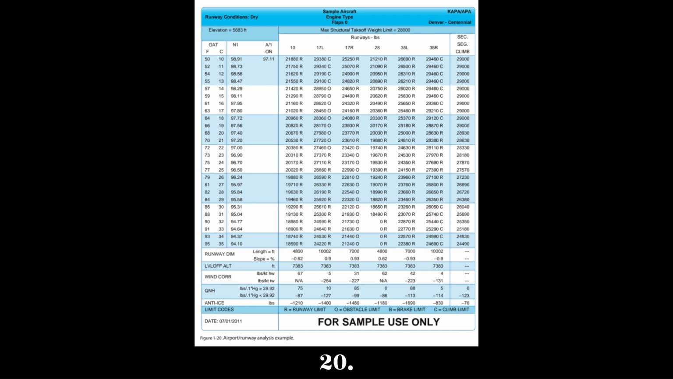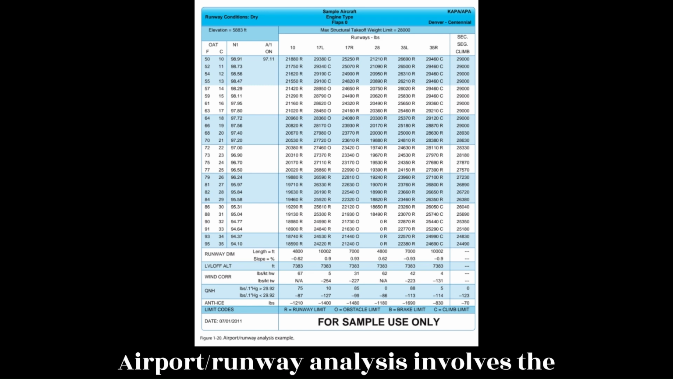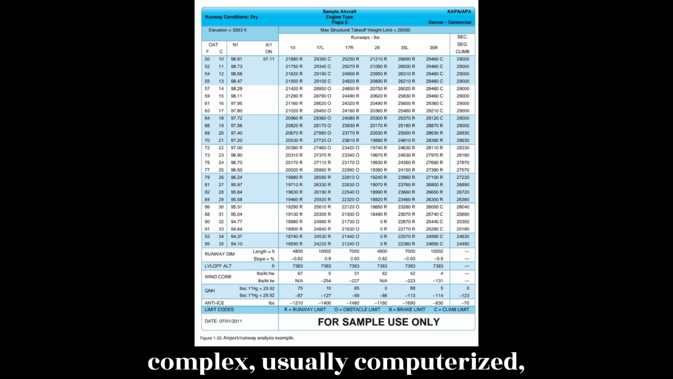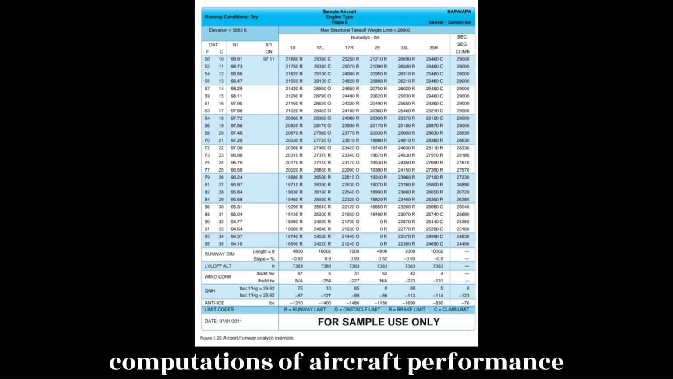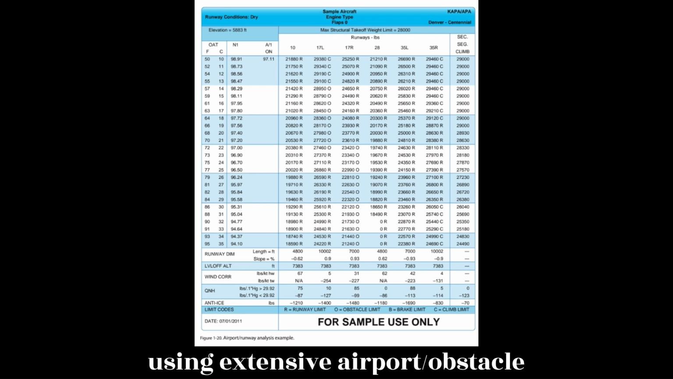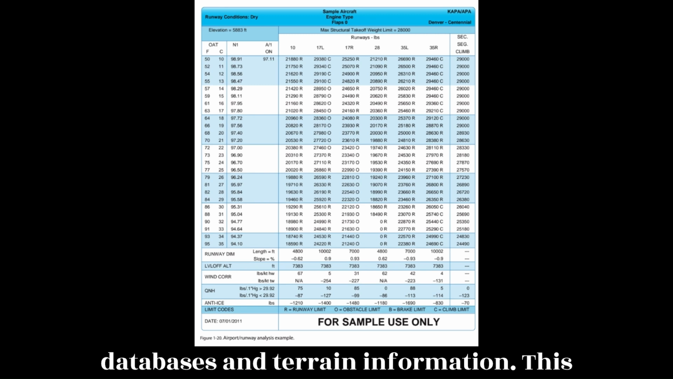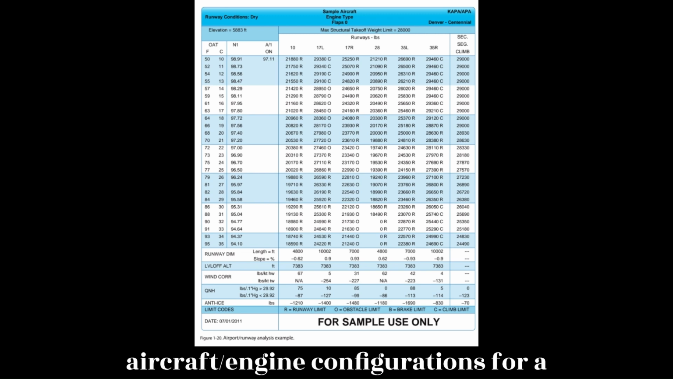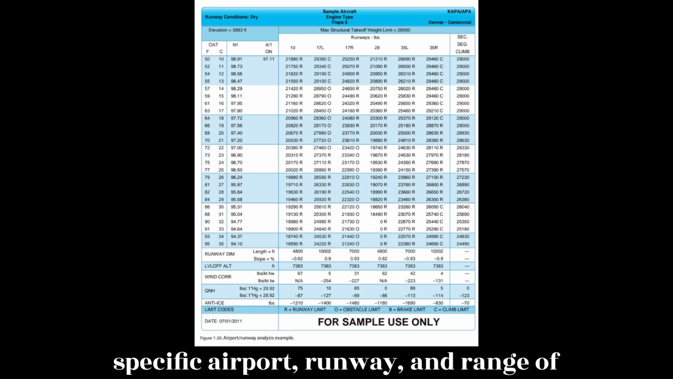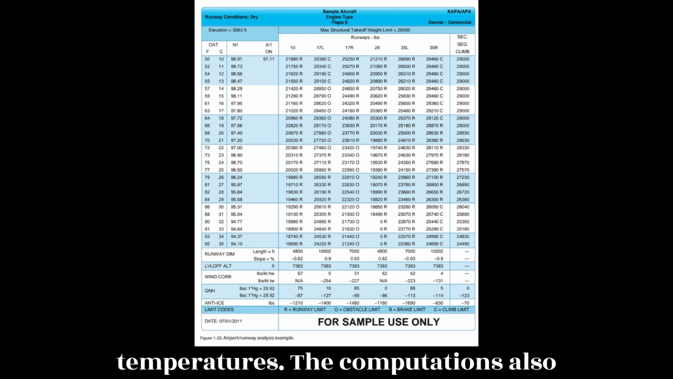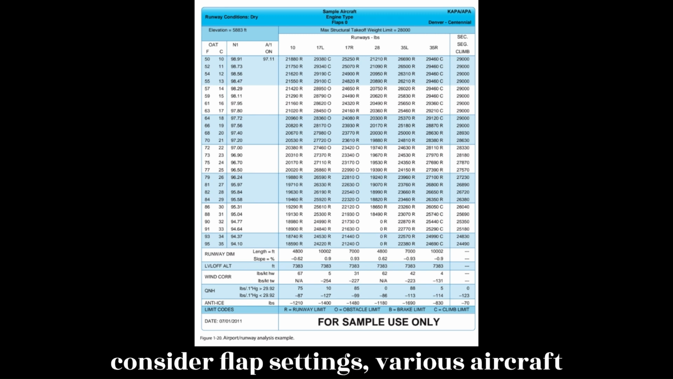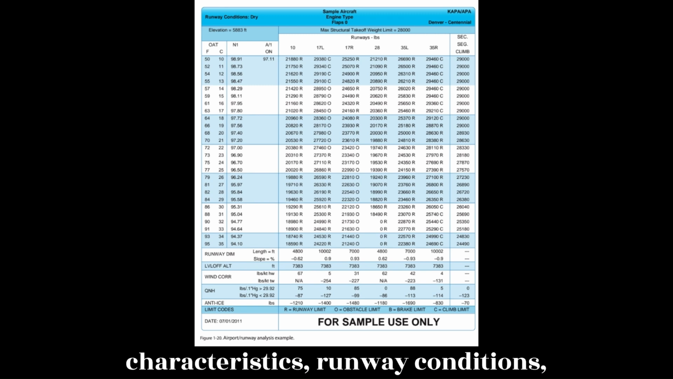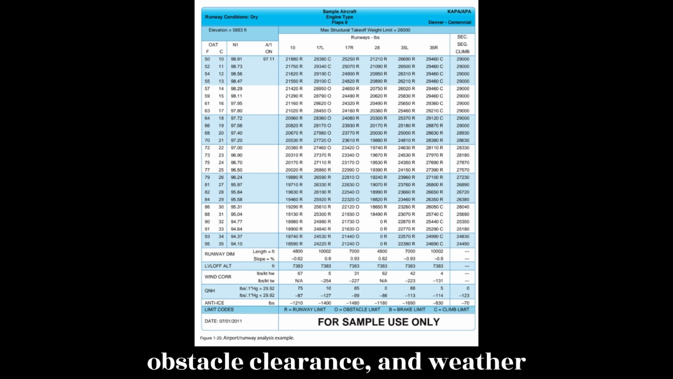Figure 1.20. Airport/runway analysis involves the complex, usually computerized, computations of aircraft performance, using extensive airport/obstacle databases and terrain information. This yields maximum allowable takeoff and landing weights for particular aircraft/engine configurations for a specific airport, runway, and range of temperatures. The computations also consider flap settings, various aircraft characteristics, runway conditions, obstacle clearance, and weather conditions.